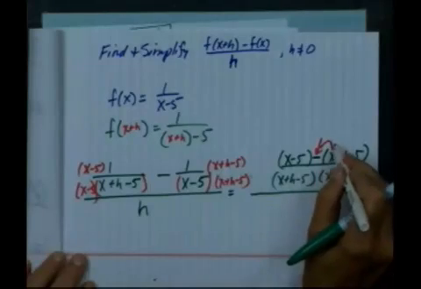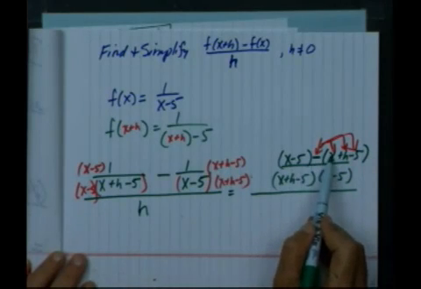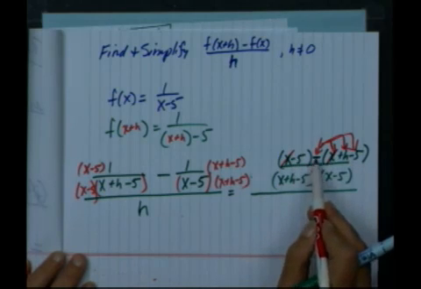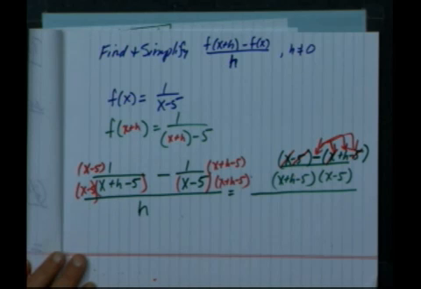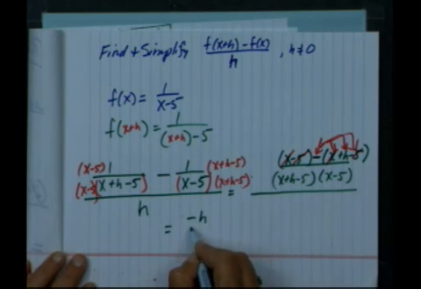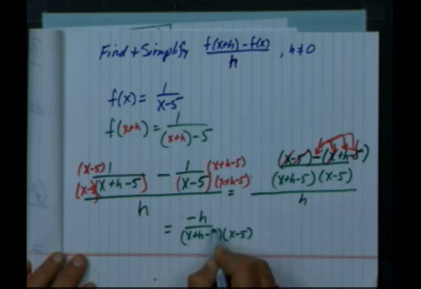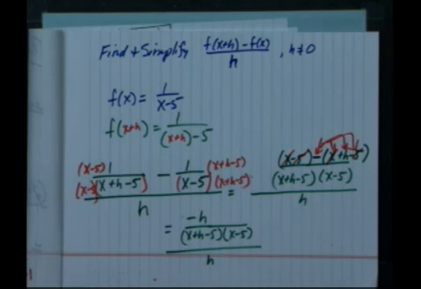All right, so let's distribute the negative very carefully through. X, take away x, they're going to cancel out. Negative 5 plus 5 is going to cancel out. And what am I left with in the numerator? A negative h, over x plus h minus 5 times x minus 5. And all this is divided by the h that we have right here.